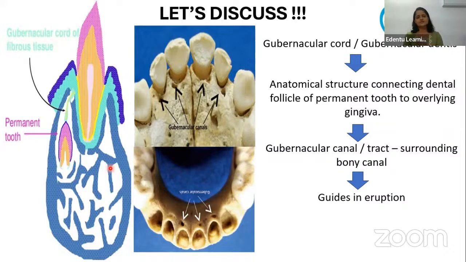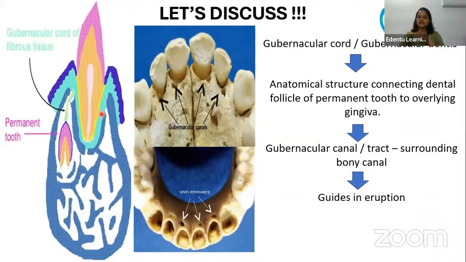Like it is present only in those permanent teeth which have deciduous predecessors, like the incisors and the canines and the premolars only. What this gubernacular canal contains is a small fibrous tissue which is called the gubernacular cord, or it is also called gubernacular dentis. This is present inside a bony canal which is called the gubernacular canal.